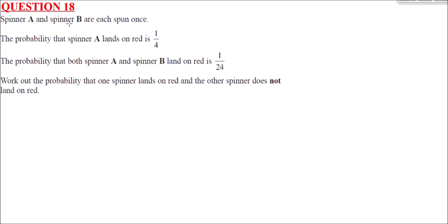So anyway, we've got two spinners, each one spun once. First of all, it says the probability that a spinner lands on red is 1/4. So never ignore the obvious. This is saying the chance it lands on red is 1/4. What it's therefore implicitly saying is the chance of it not being on red is the other 3/4 of the time. So 1/4 of the time A is going to be red, the other 3/4 A is going to land on not red.